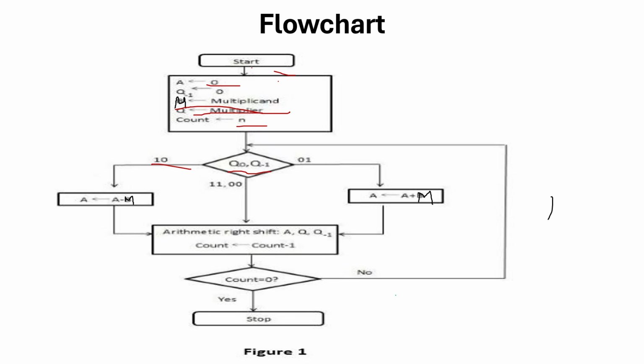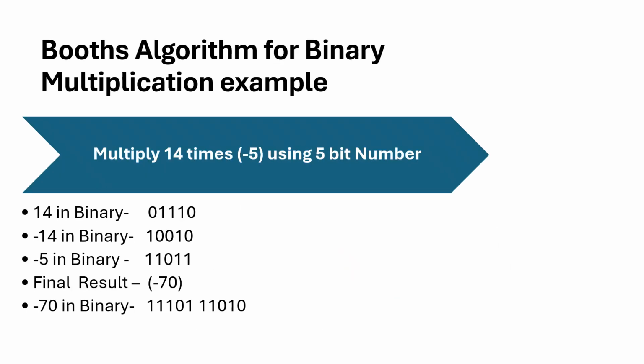After deciding the operation, we perform an arithmetic shift right on the combined AC, Q and Q minus 1. An arithmetic right shift preserves the sign bit, which is important because we are working with signed numbers. So this loop continues until we have processed all the bits. The final binary value is obtained by combining the accumulator and the multiplier register, and this value represents the signed product in 2's complement form.